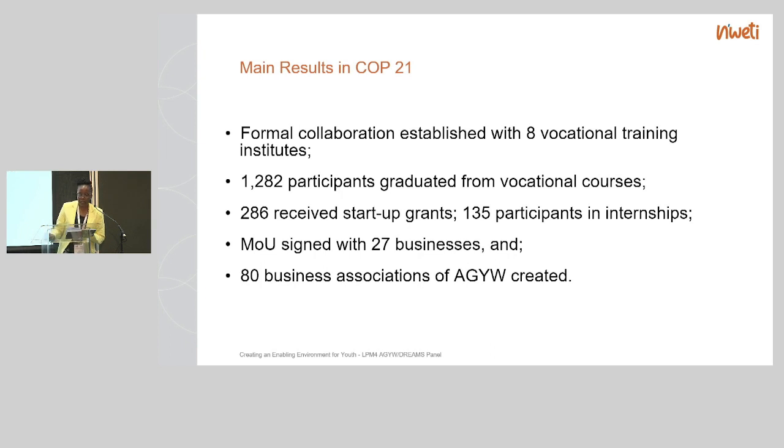The main results that we achieved in COP21 with this approach: first, in collaboration with 8 vocational training institutes in these 2 provinces, we reached 1,282 participants who graduated from vocational courses. This training, we started with cooking, accountability, and sewing.